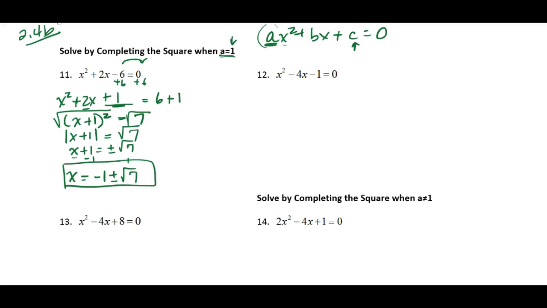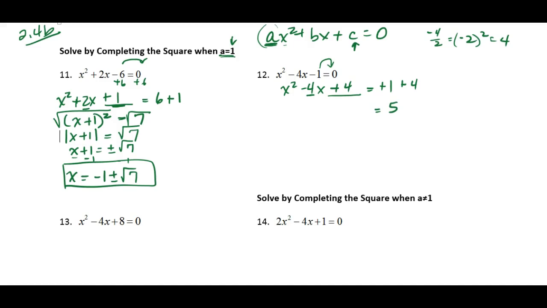All right, let's try this again with number 12. First step again, move the constant over. So I'm going to add 1 this time, so x squared minus 4x, leave a space, equals positive 1. Now, again, what's the deal? Take the b value, cut it in half. So -4 divided by 2 is -2. And then I square it, and I get a positive 4. So I'm going to add 4 on the left. That means I got to add 4 on the right. So this is going to equal 5.